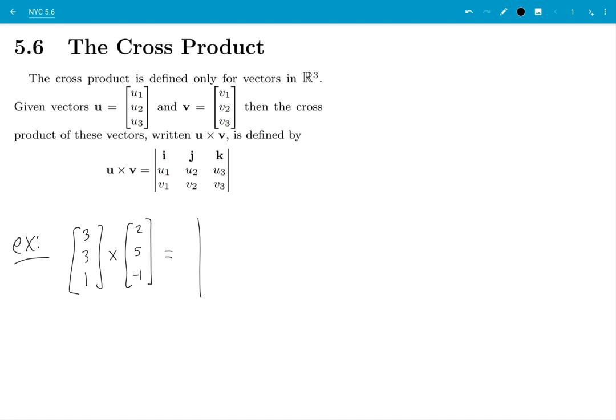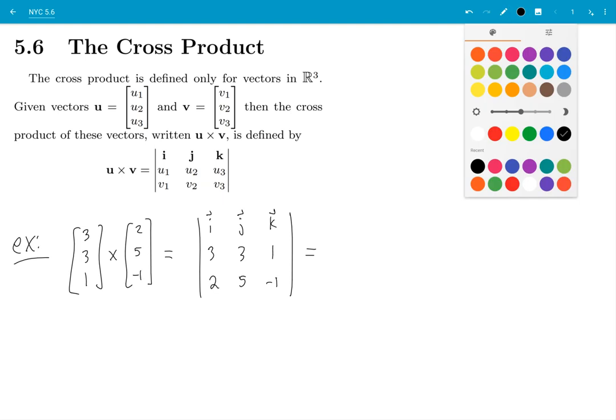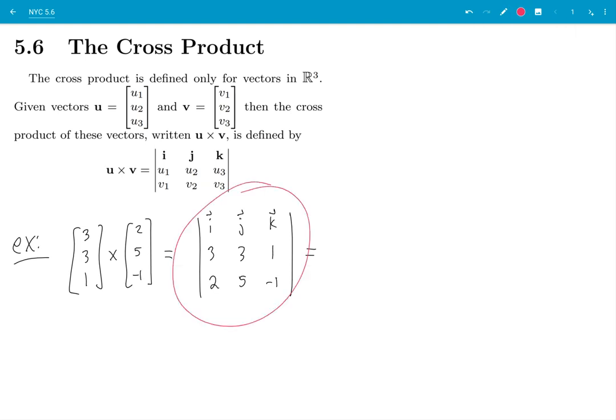So I just throw this into a matrix. Second row is the first vector. Third row is the second vector. And then you put the vectors i, j, k. So these are the vectors i, j, k. So we're using a determinant as a convenient way to define this. This doesn't really make sense, you know, you have a vector inside of a matrix.